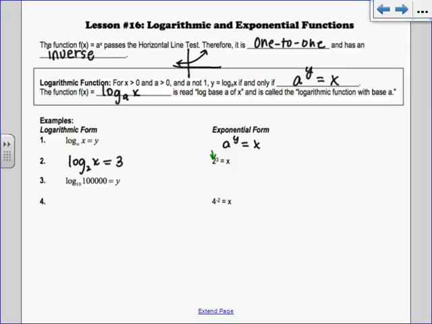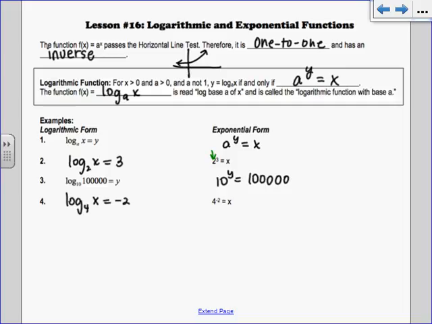All right, so then if I have log base 10 of 100,000, then I'm going to have 10 to the y equals 100,000. I wrote 6 there. All right, and then 4 to the negative 2 equals x. So how would we write that? Log base 4 of, yeah.